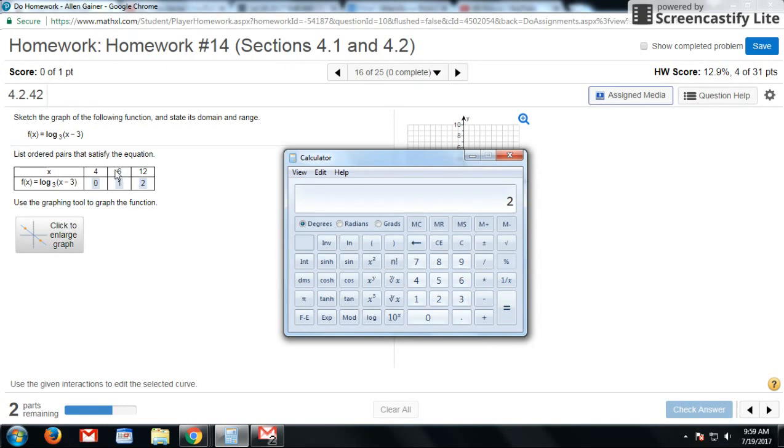If we were to take 6 and put it in for x, 6 minus 3 is 3. So the base 3 log of 3 is what we're trying to compute. If I put 3 in, push ln, divided by 3, and push ln, it's no surprise that we get 1. Dividing something by itself is going to give us 1. So whatever number you're given up here, substitute it in for the x, figure out what's here, take the natural log of that, divided by the natural log of your base, and be sure to press equals.